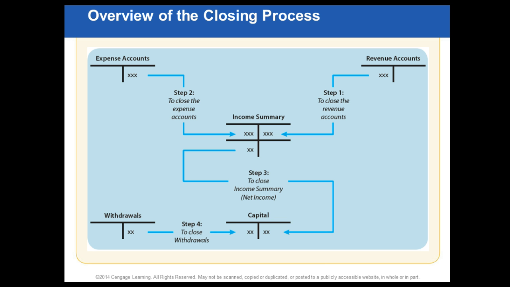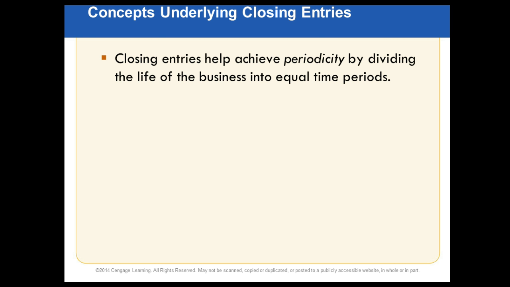So if we want to wipe out our withdrawal account, it has a normal debit balance, but to zero it out, we're going to credit it, and we're going to debit that to the capital account, because a withdrawal decreases owner's equity. So we're going to go through this whole process.